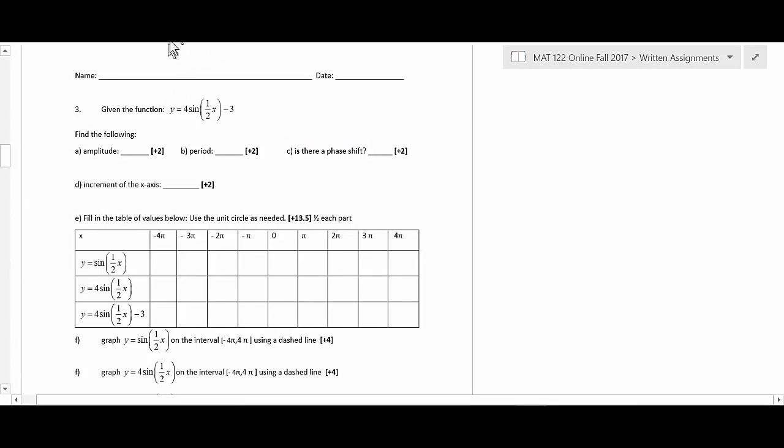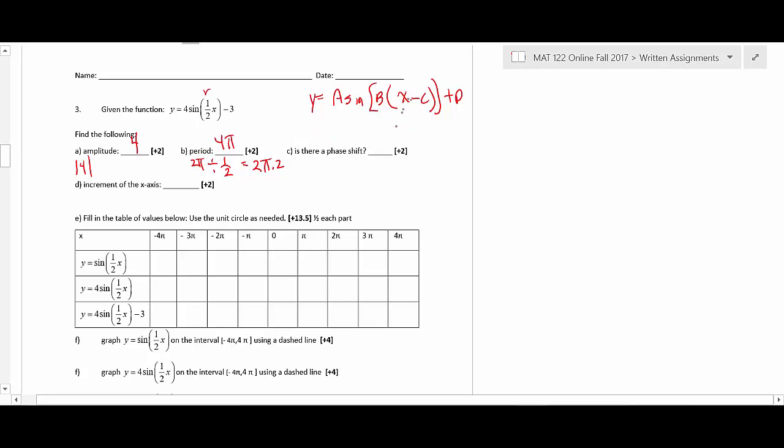Okay, so this one, again, we're going to look at a sine. So let's look at the structure again. You have y equals a sine of bx minus c, and then plus d. The amplitude is the number in front, and that's an absolute value. So that's 4. The period is 2 pi over b. This time b is 1/2, so you're doing 2 pi divided by 1/2. So that's 2 pi times 2, so that's 4 pi.